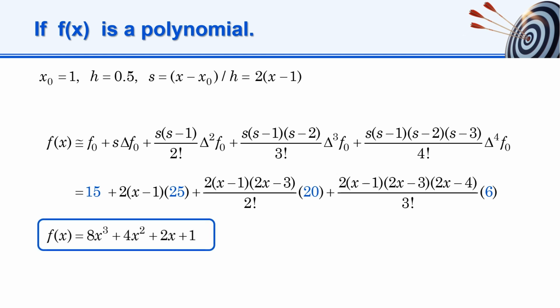When we evaluate the polynomial for x equals 1.2, 2.1, and 2.9, we find that the interpolated values are in fact the true values of fx. And with this result, we conclude this session.